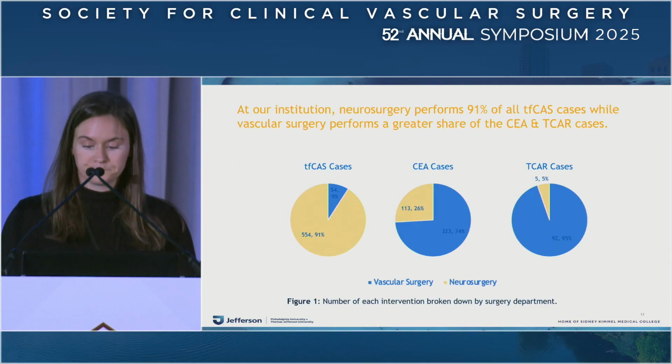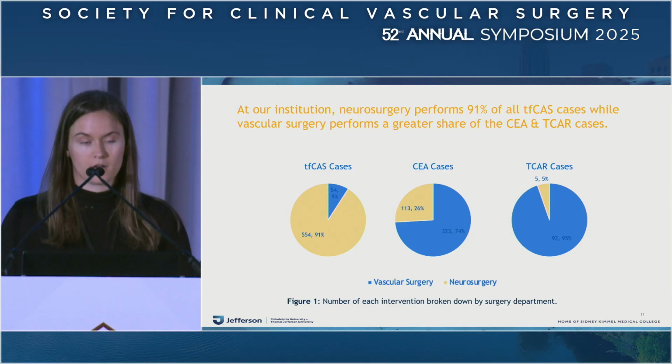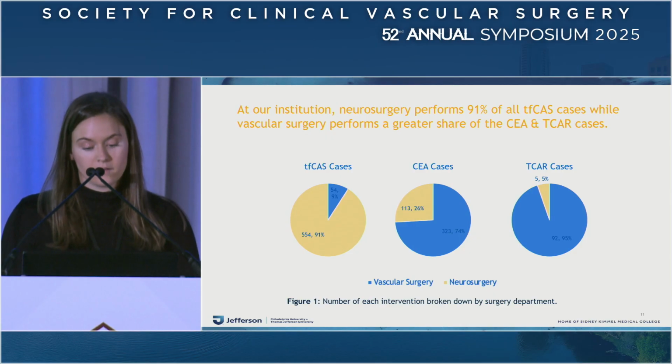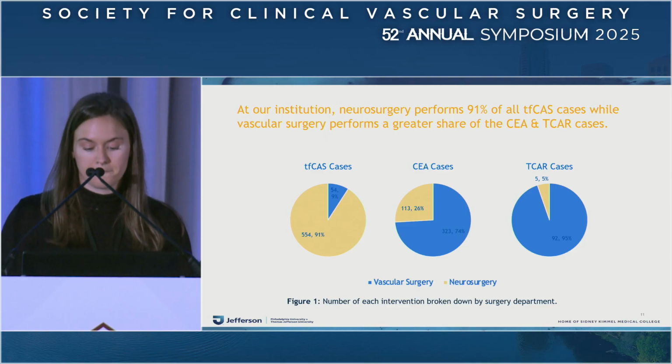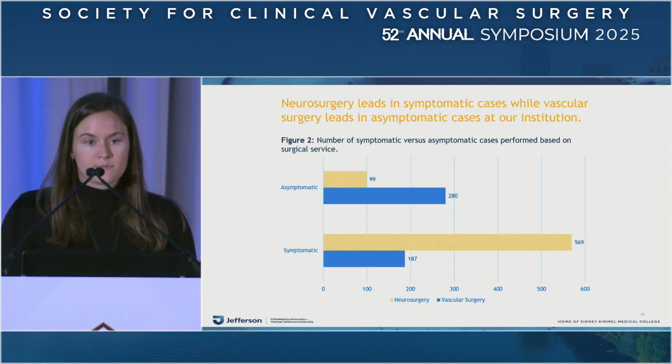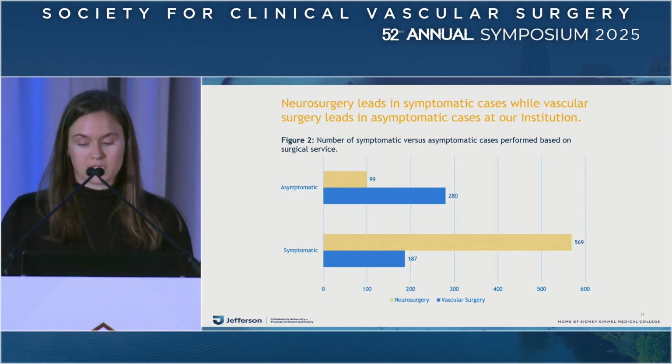So for our results, as you can see when looking at the pie charts here, at our institution, neurosurgery performs 91% of all the transfemoral carotid artery stenting cases, while 74% of the carotid endarterectomy cases are performed by vascular, and 95% of the TCAR cases are performed by vascular surgery as well. Now, when specifically looking at which surgical service performs interventions in a greater number of the asymptomatic patients versus symptomatic patients, you can see in Figure 2 that neurosurgery leads in symptomatic cases, while vascular surgery leads in asymptomatic cases at our institution.